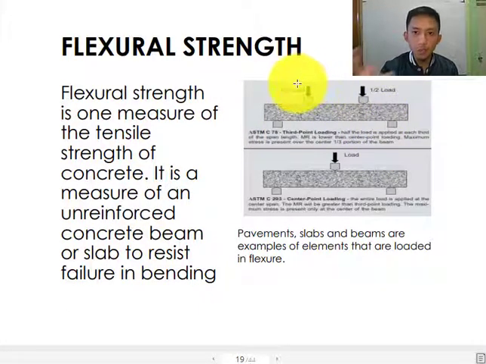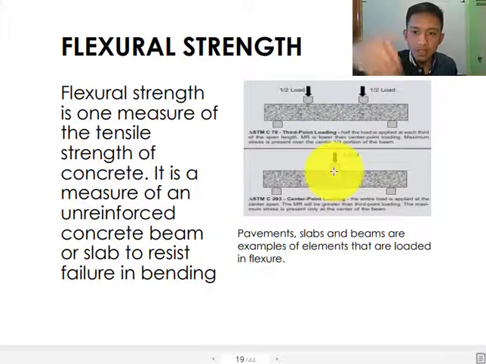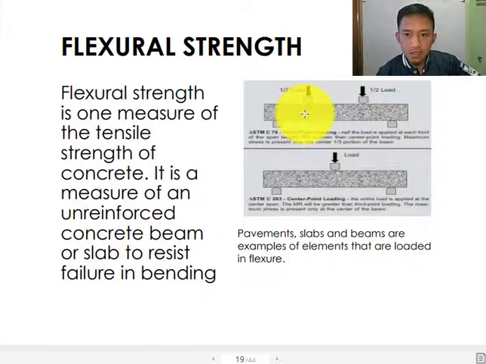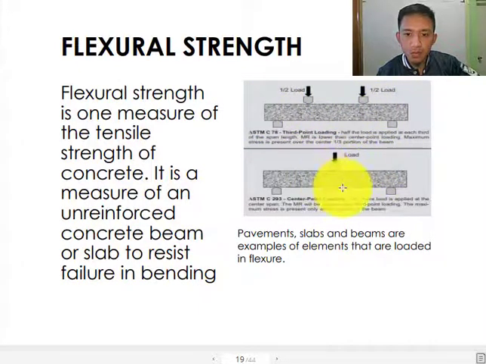And then there are two ways to test this. The load will be applied either as half of the load on two points, or the total load applied exactly in the middle. One is applied at the third points of the length, and the other is applied at the middle of the length.